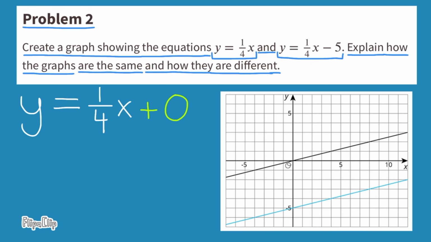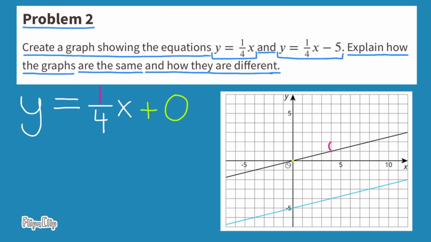So this could read y equals 1/4 x plus 0. M, or the slope, is represented by 1/4. So we need to rise up 1 because it's a positive 1, and we need to run to the right 4 units because it's a positive 4. And I can mark that spot with a point.